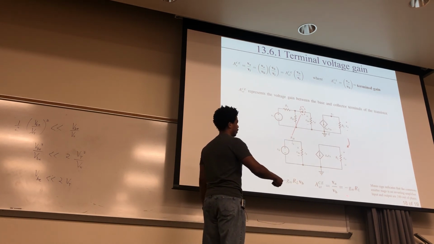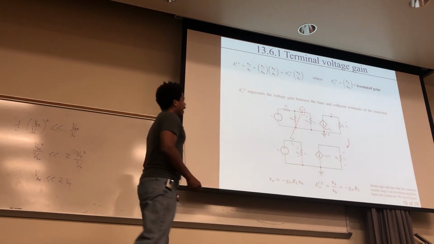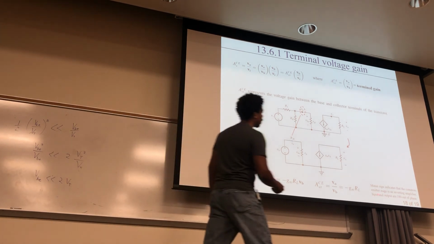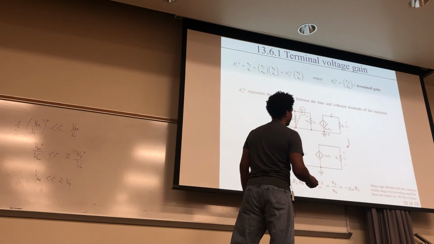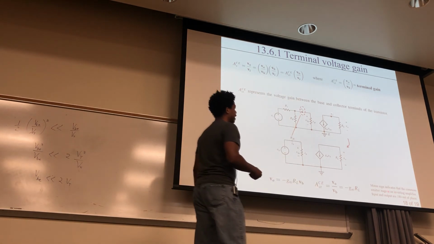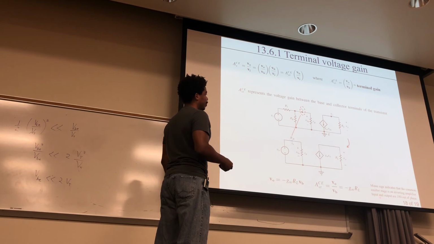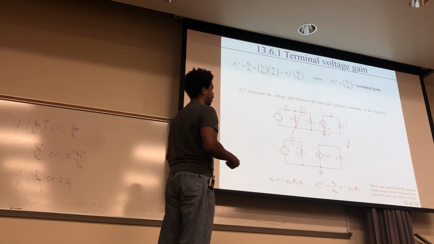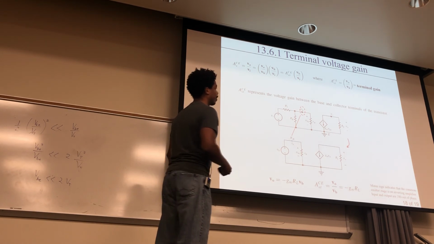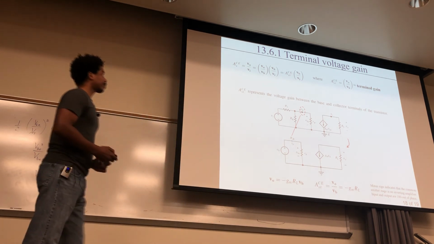Okay? And it says right here that the minus sign indicates that the common emitter stage is an inverting amplifier. Okay? So the input and output are 180 degrees out of phase. Okay? So that's what that's for, because it is an inverter.